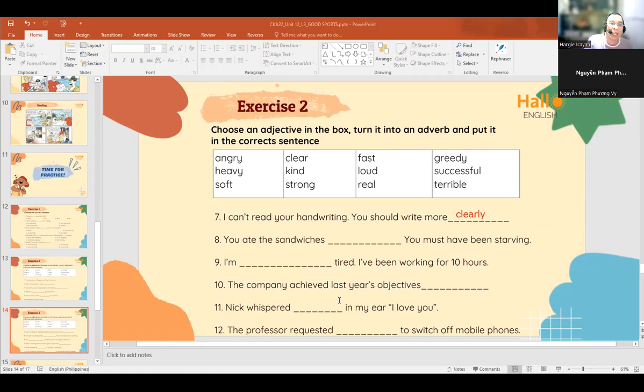Number 8, V. You ate the sandwiches. How does that person eat the sandwiches? Terribly. Okay, terribly. And you must have been starving. Next, number 9.